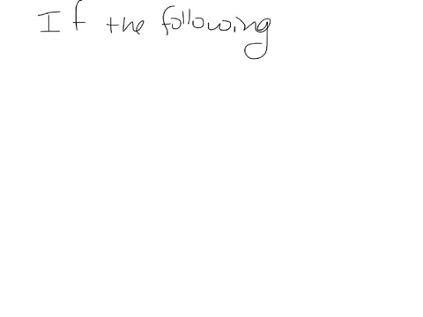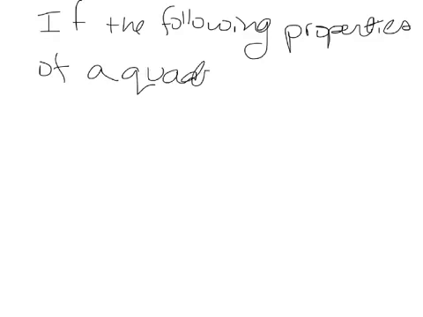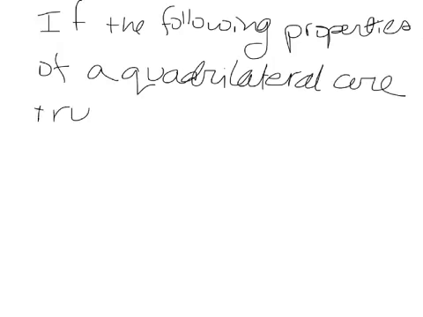So up until now, we have learned that if a quadrilateral is a parallelogram, then this occurs. Well, now we are going to take that backwards. We're going to say, if the following properties of a quadrilateral are true, you can prove it's a parallelogram. So if the following properties of a quadrilateral are true, then it is a parallelogram.